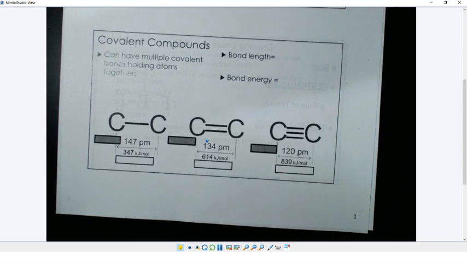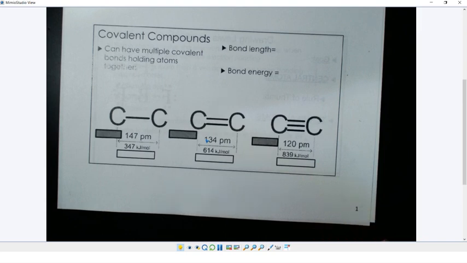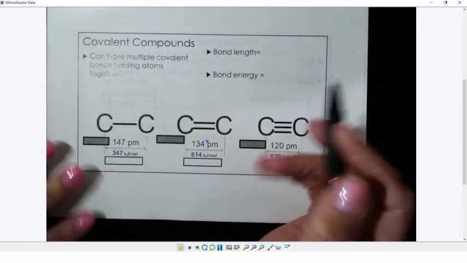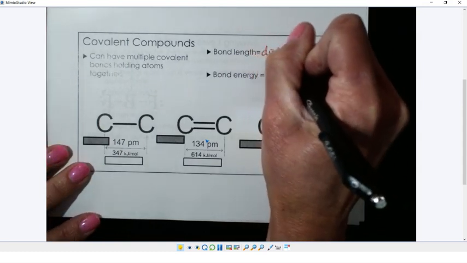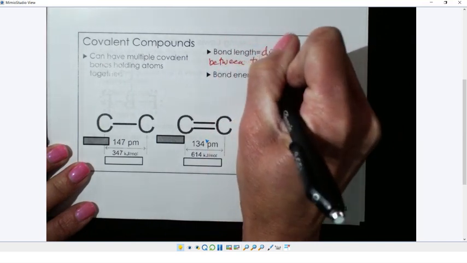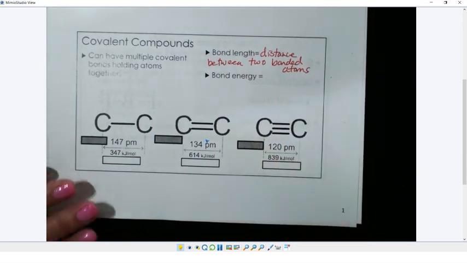Okay, so when we are talking about covalent compounds, they share valence electrons. So we're talking about covalent bonds, shared pairs of electrons, polar covalent or non-polar covalent. Okay, so we're going to start here with bond length. So this is the distance between two bonded atoms. Okay, so bond length is the distance between two bonded atoms.